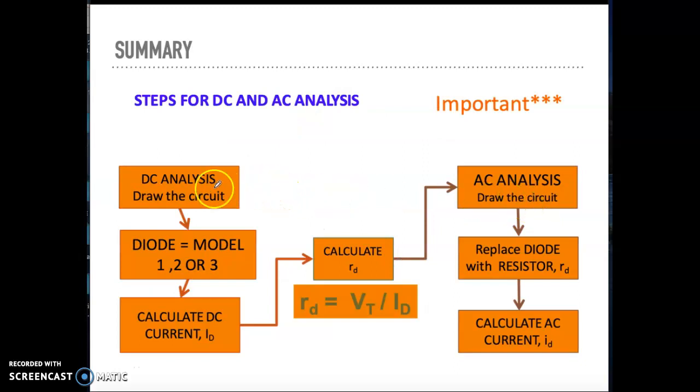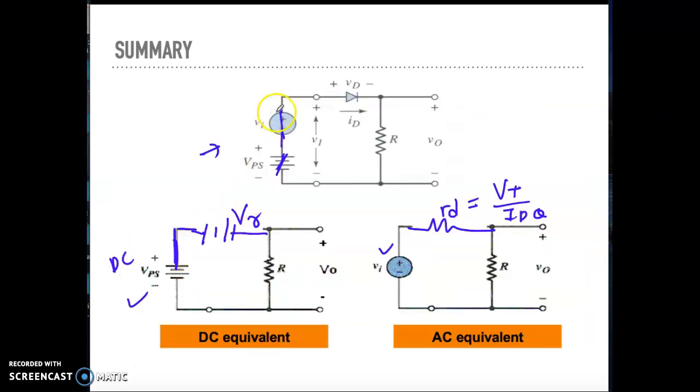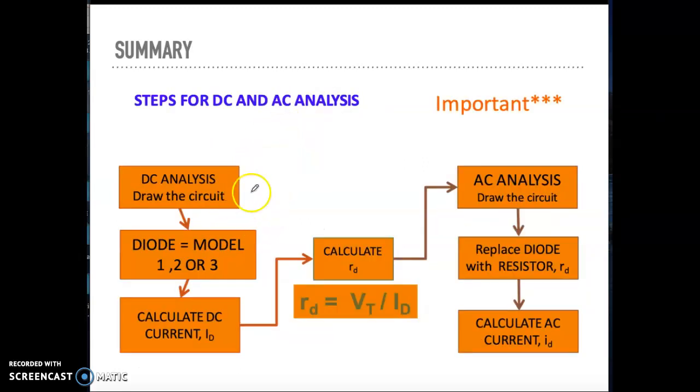Okay. So these are the steps. First, you need to draw the equivalent circuit. Your circuit consists of two sources. So when you start to analyze, you need to have only one source. For DC analysis, you need to turn off the AC source. For AC analysis, you need to turn off the DC source.